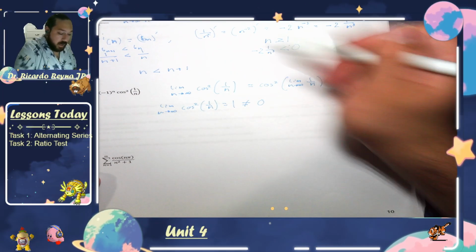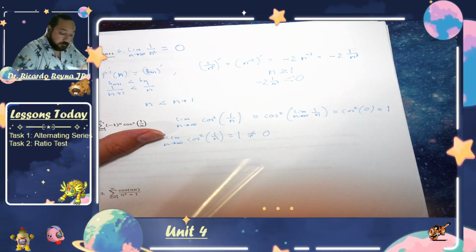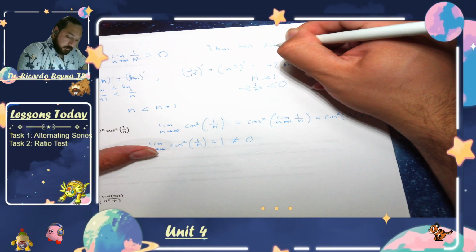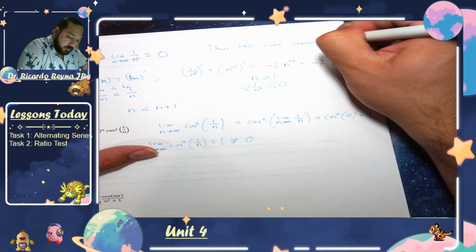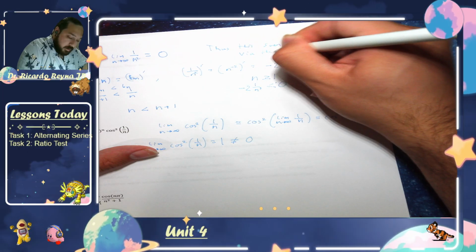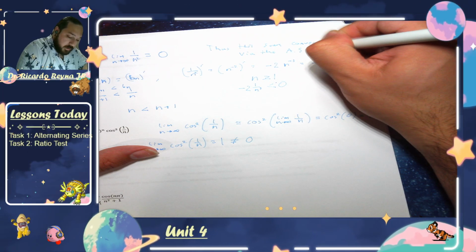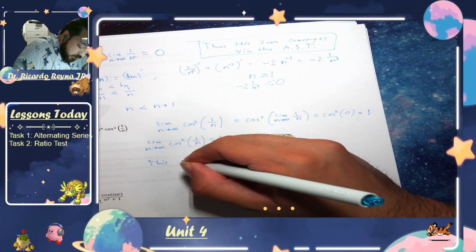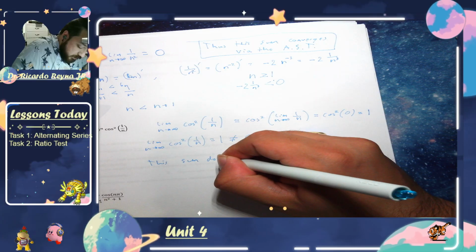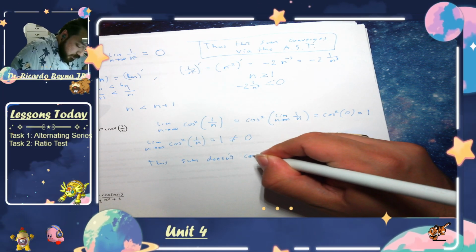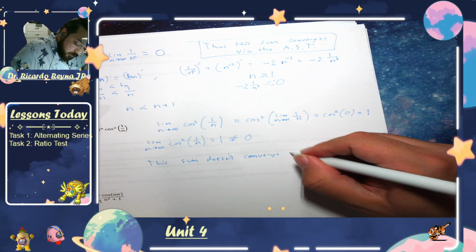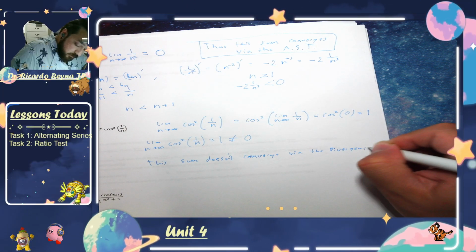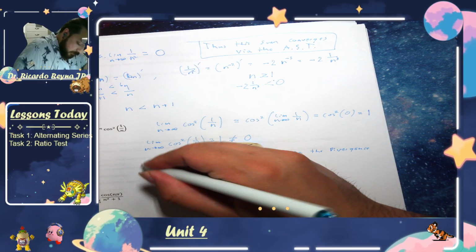So here you can just, oh, I forgot to explain the convergence part of this. Thus, this sum converges via the alternating series test. And then this sum doesn't converge via the divergence test.